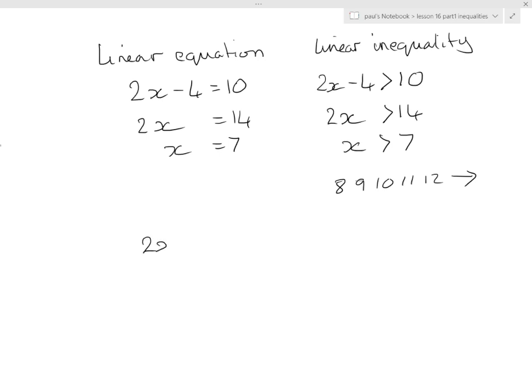Let's do 2x plus 4 less than 24. So we take away 4, so 2x is less than 20. Divide by 2, x is less than 10. Possible values 9, 8, 7, 6, 5, and so on.